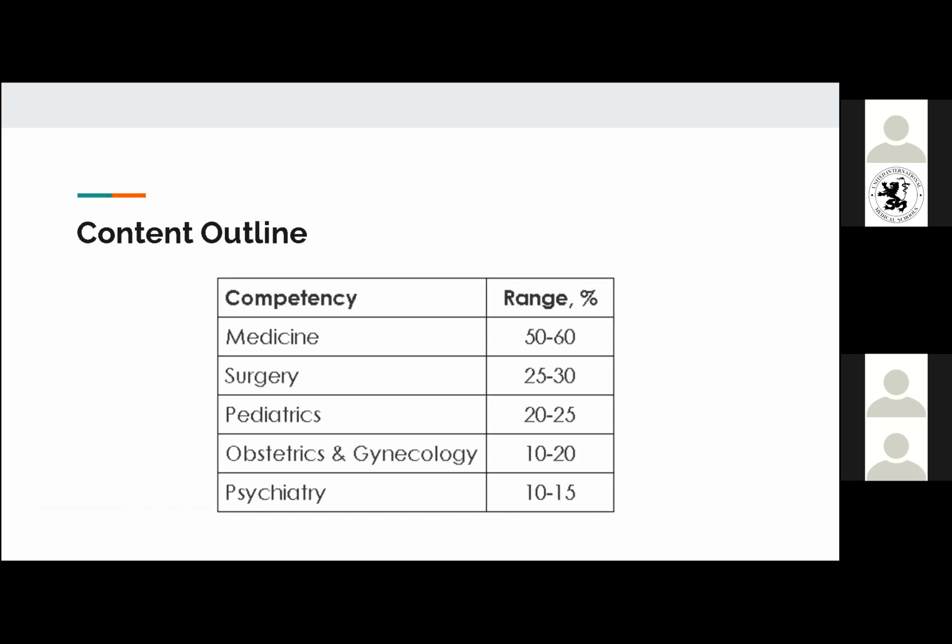In terms of the disciplines, it's completely different from USMLE Step 1. It covers internal medicine, which is the most tested part of the USMLE Step 2 CK. Approximately half of the questions are going to be about internal medicine. Surgery is also tested, pediatrics, obstetrics and gynecology, and psychiatry. So these are the 5 disciplines that are tested on USMLE Step 2 CK.